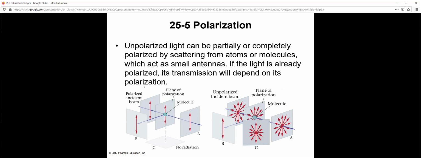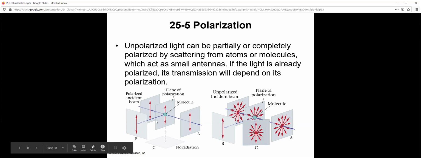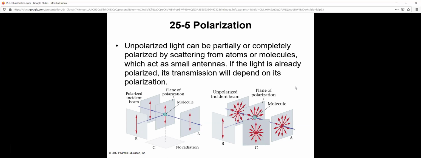Unpolarized light can be partially or completely polarized by scattering from atoms and molecules, which act like small antennas. If the light is already polarized, the transmission will depend on its polarization, right? So if you don't have radiation, everything's sitting the same way, and the atoms and molecules surrounding it don't act anything special. But if we look over on the right side here, you have some sort of molecule releasing energy. The energy is only really going to go through at full intensity in certain degrees, in certain directions related to the polarization.